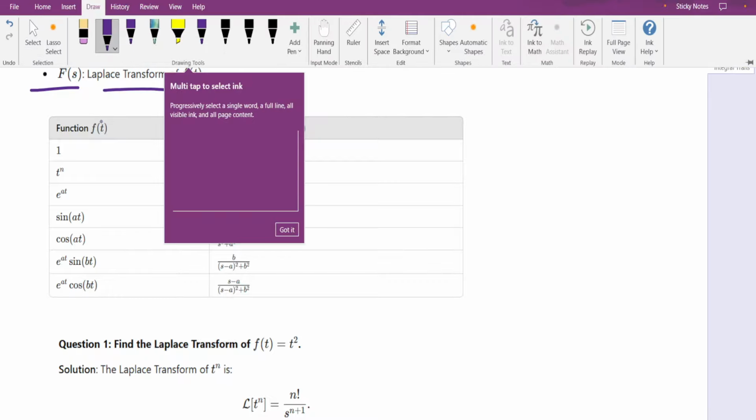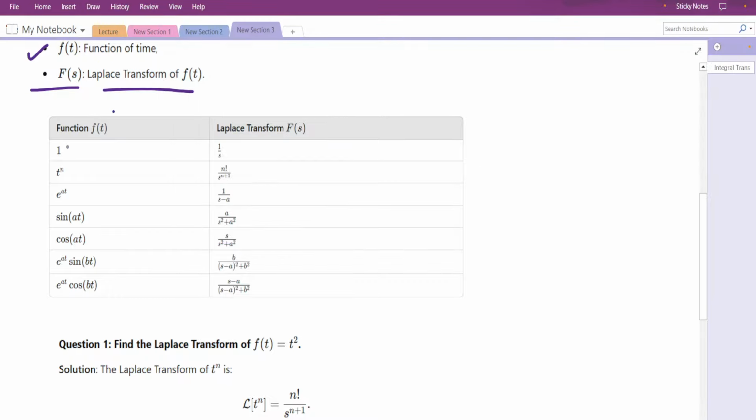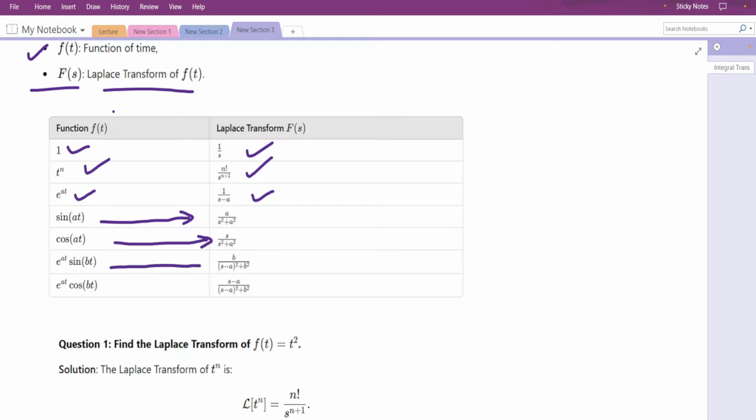So what are those basic properties? If the function is 1, then its Laplace transform is 1 upon s. If the function is t to the power n, then its Laplace transform is n factorial upon s to the power n plus 1. If the function is e to the power at, then its Laplace transform is 1 upon s minus a. If the function is sine at, then this is the Laplace transform. If the function is cos at, then this is the Laplace transform. If the function is e to the power at into sine bt, then this is the Laplace transform. And if the function is e to the power at into cos bt, then this is the Laplace transform.